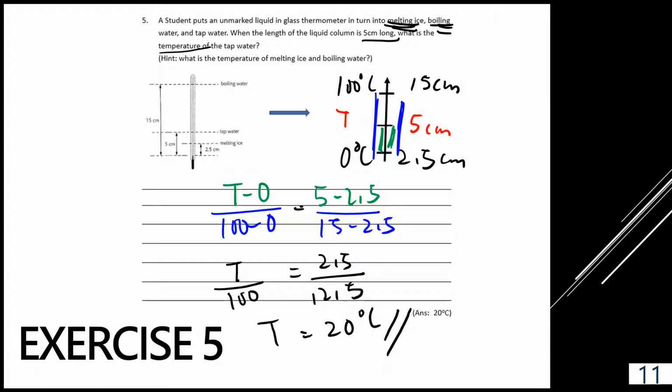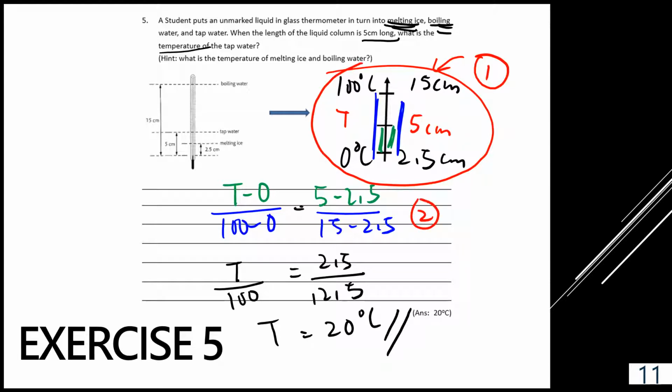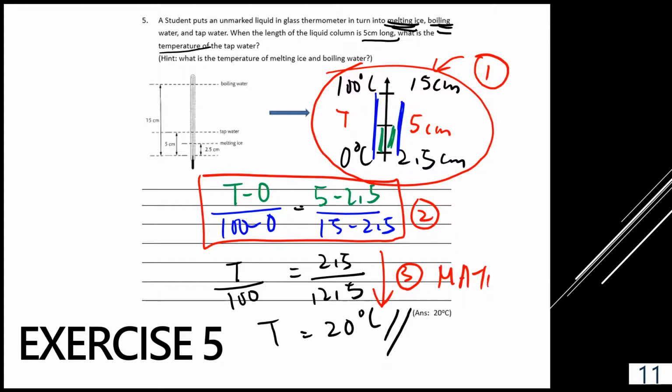Overall, you'll find that the way of doing this diagram question is that first, step 1, you have to draw this diagram, draw the whole thing. Then step 2, consider the ratio and you can get the equation correct. And step 3, it's all about mathematics. So this is how you do the question.